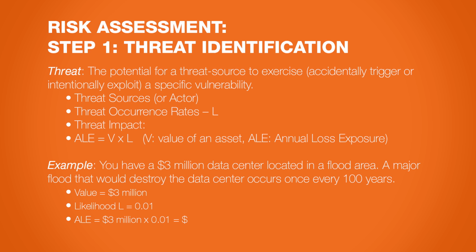Its formula is ALE equals V times L. V is the value of asset. ALE stands for annual loss exposure. Example: you have a 3 million data center located in a flood area. A major flood that could destroy the data center occurs once every 100 years. So V is 3 million. Likelihood L is 0.01. Estimated ALE is $30,000.